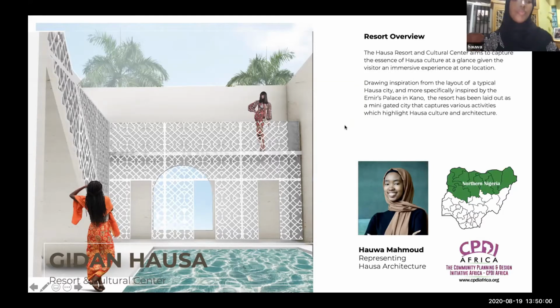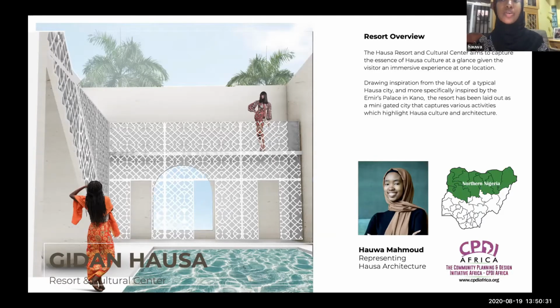So my project, the resort I designed, I call it the GIDAN Hausa Resort and Cultural Center, which basically translates as Hausa House. So the resort and cultural center aims to capture, sorry, I forgot to introduce myself. My name is Hauwa, for those who I haven't met before. I'm studying architecture at Pennsylvania State University and about to start my 5th year. So I'll go ahead with the presentation.